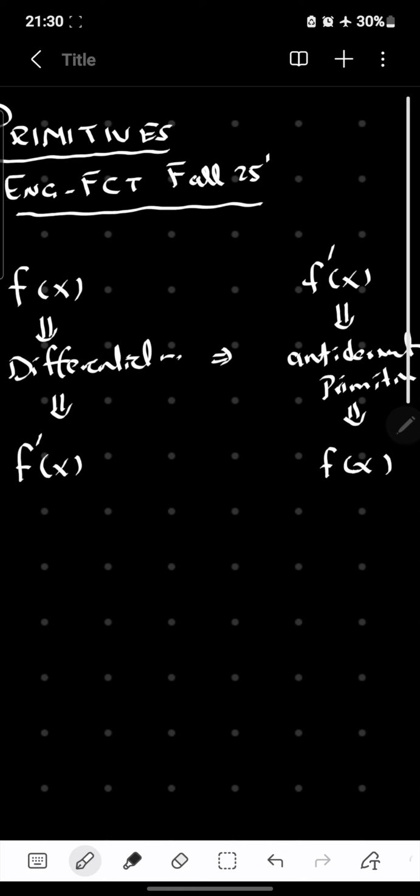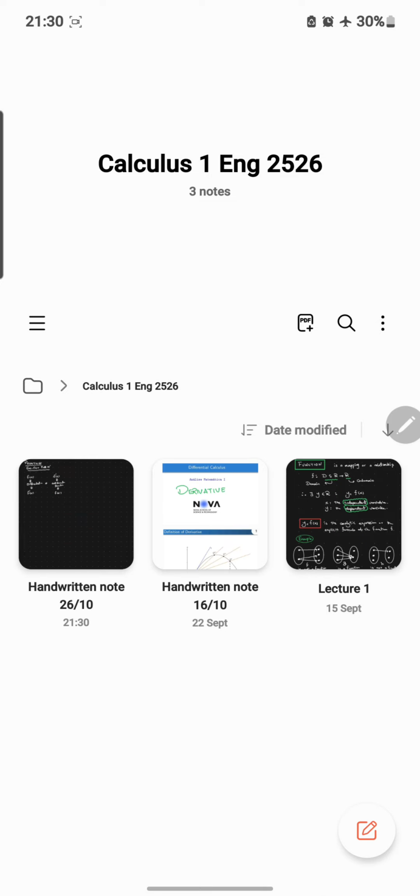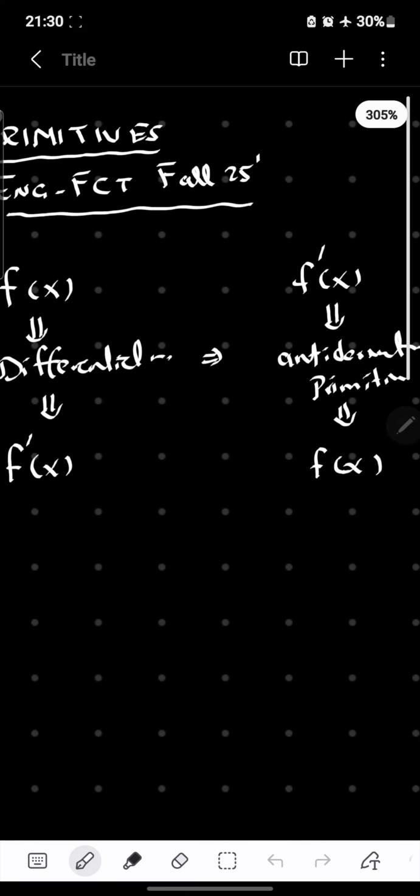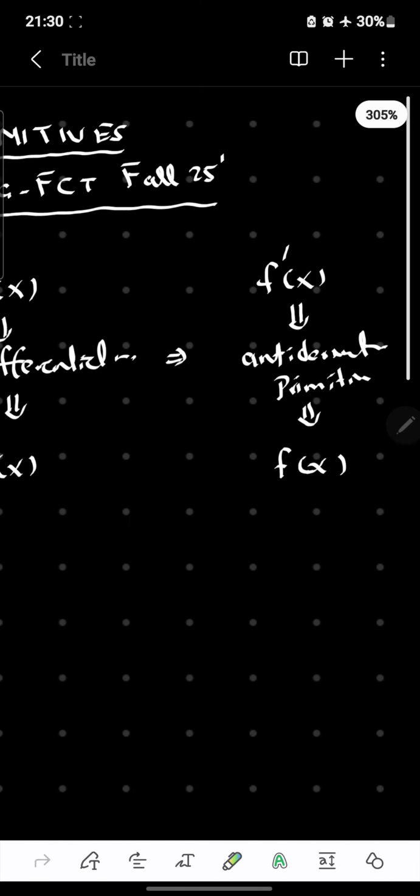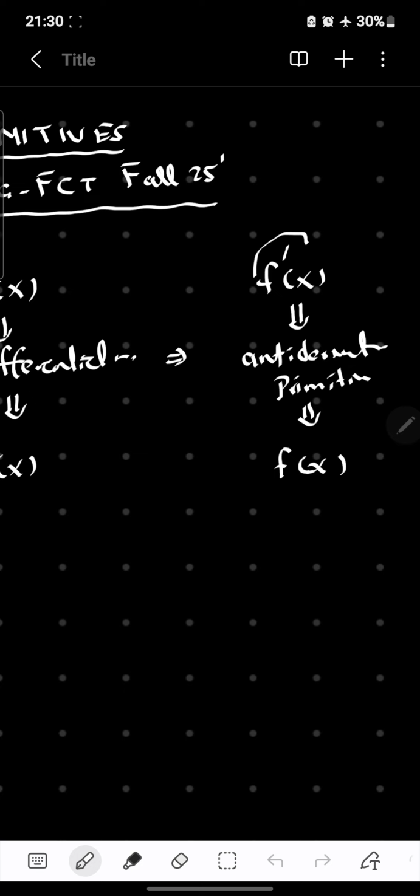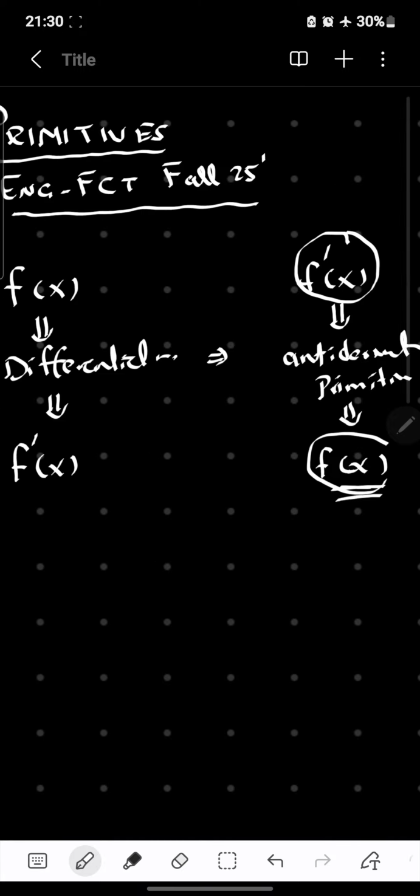So we have the derivative, and the objective here is to do a process called antiderivative or primitive to get the original function. So this is the function that if we differentiate it, we get the derivative of the function.